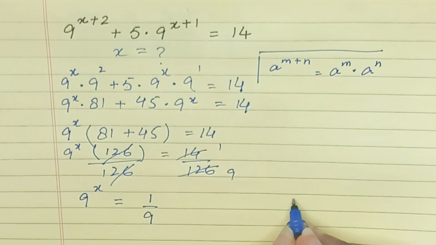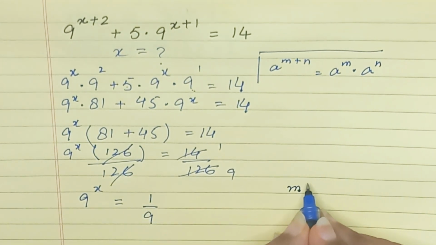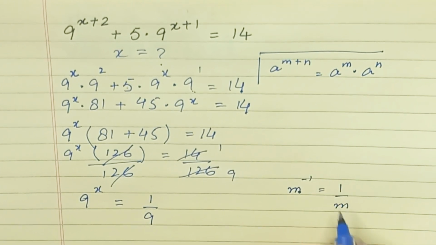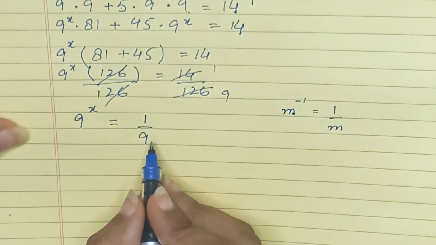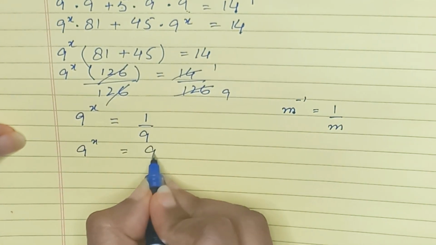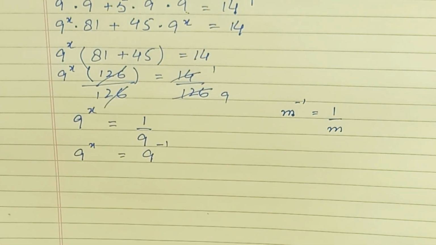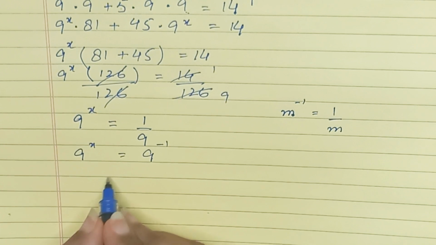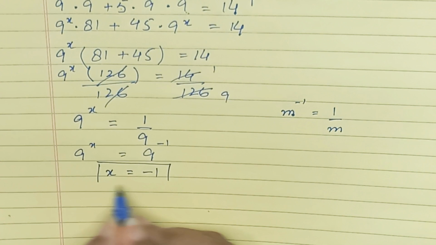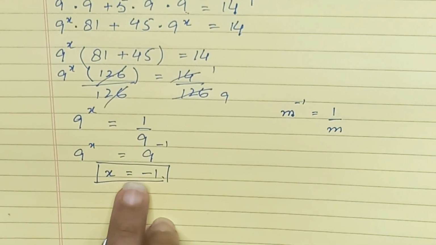As we know that m raised to the power -1 is equal to 1 over m, or 1 over m is equal to m raised to the power -1. So it can be written as 9 raised to the power x, which is equal to 9 raised to the power -1. So here we have bases are same, so we will compare its powers, which are x is equal to -1. So from here we get the value of x, which is -1.